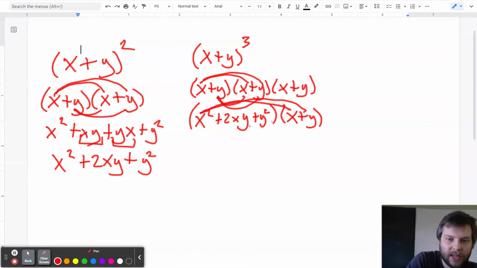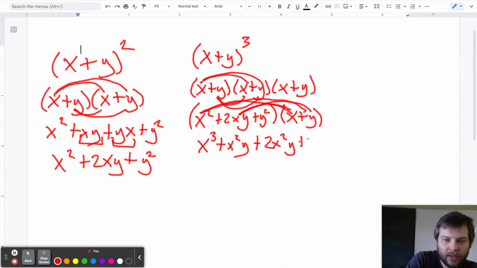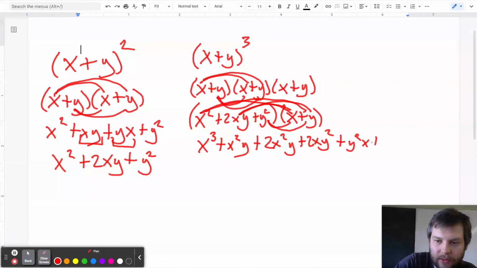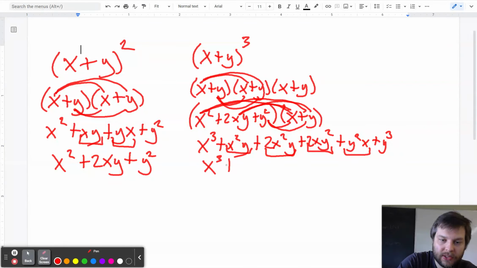x squared times x, and x squared times y. So x cubed plus x squared y. And then we do 2xy times x, 2xy times y. So that's 2x squared y plus 2xy squared. Then last but not least, we do y squared times x and y squared times y. So that's y squared x plus y squared times y, which is y cubed. Then if you notice, this thing and this thing are like terms because they both have x squared times y. Similarly, this and this are like terms because they have x times y squared. So it simplifies down to be x cubed plus 3x squared y plus 3xy squared plus y cubed.